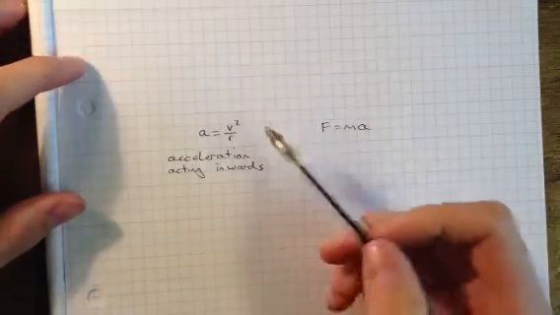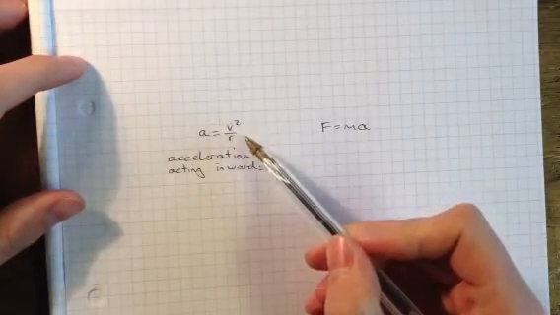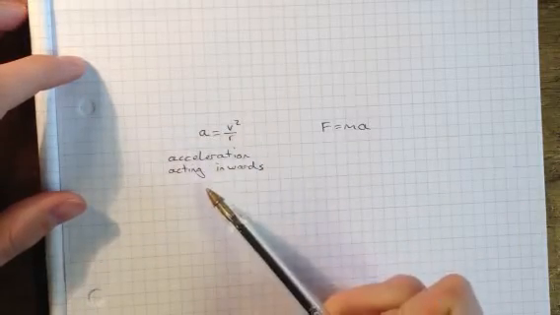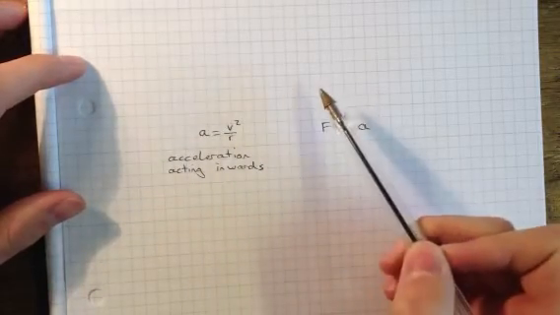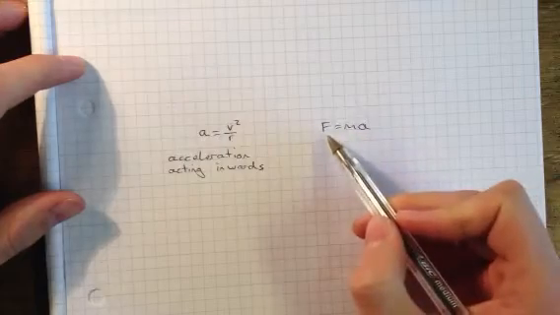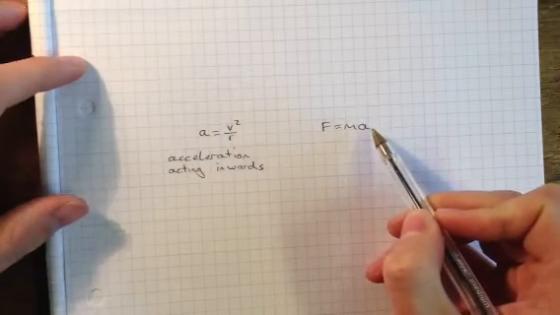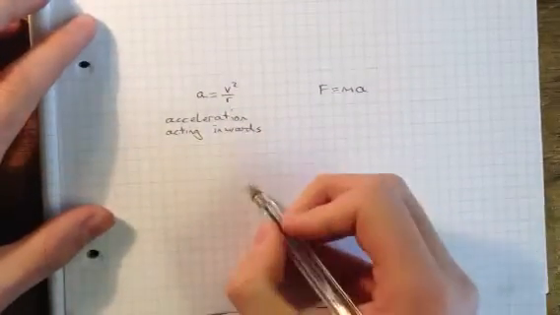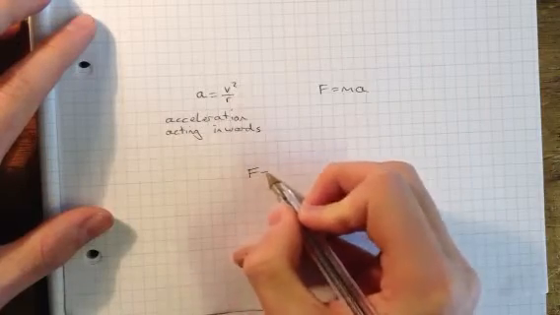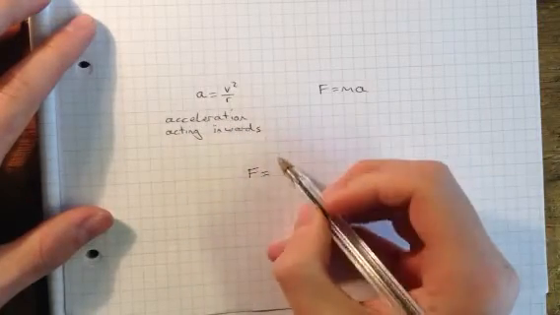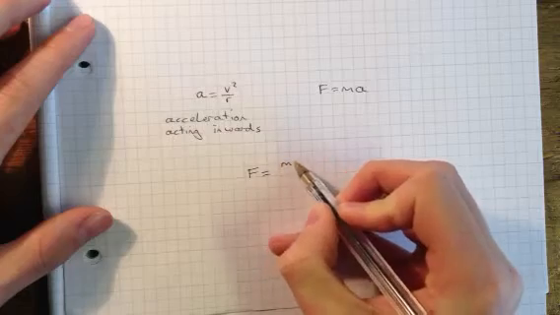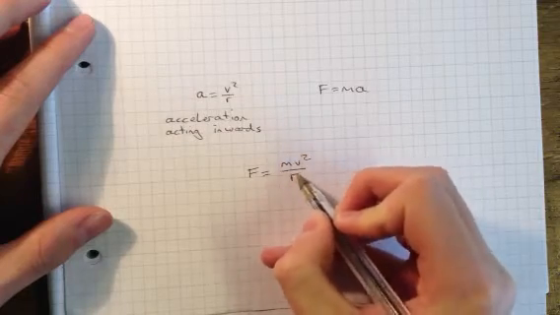So we know that acceleration equals v squared over r, and that's the acceleration acting inwards when an object is moving around in a circle. And we also know that the force equals mass times acceleration. So from these two, we can deduce that the force acting inwards on the circle must equal mv squared over r.